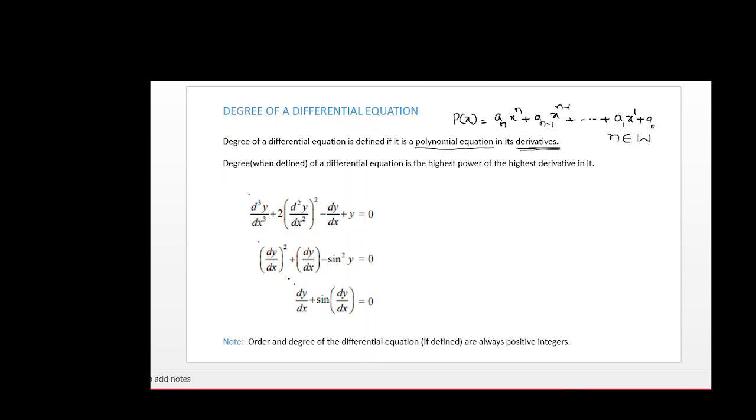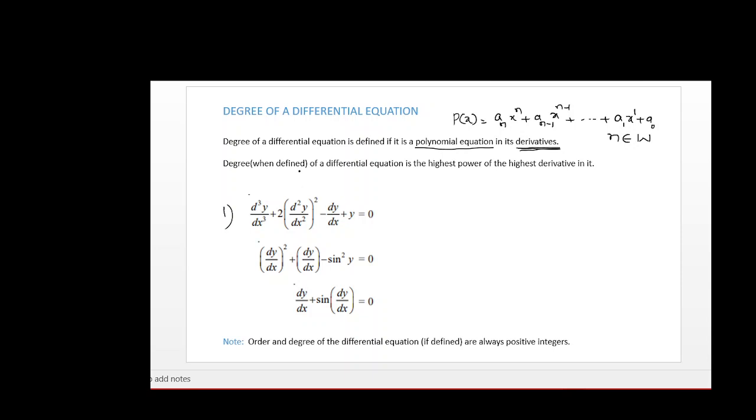First, I have given a set of differential equations, and I am going to find the degree. Consider the first example: d cube y by dx cube plus 2 times d square y by dx square whole square minus dy by dx plus y equal to 0. First, try to see whether it is a polynomial equation in its derivatives, that is, whether the powers of the derivatives appearing are whole numbers. Let us check. Here the power is 1, here the power is 2, here the power is 1. In its derivatives only I am saying. So the powers are whole numbers, and the degree of the differential equation is defined here.